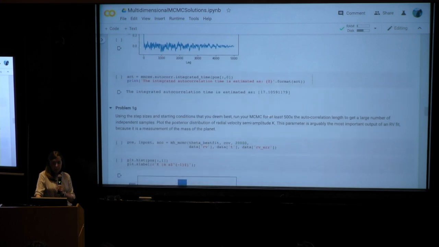So the fact that you have to go 17-ish steps to get an independent sample means that you want to go several hundred, 2,000. You might also want to go several 100,000 steps times the correlation length to get the steps.